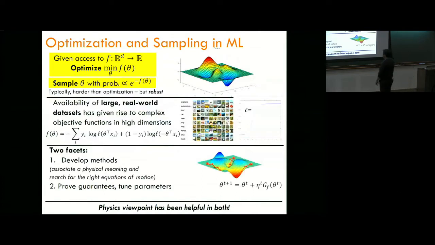The first, developing methods, it's often useful to think of optimization or sampling as some kind of a particle moving on some landscape. So in the simplest possible setting, you can imagine that there is a particle, theta describes its position, and the position is changing at every time instant while taking some feedback from the function that you want to optimize. The function f somehow introduces a geometry and the particle is moving in that geometry.